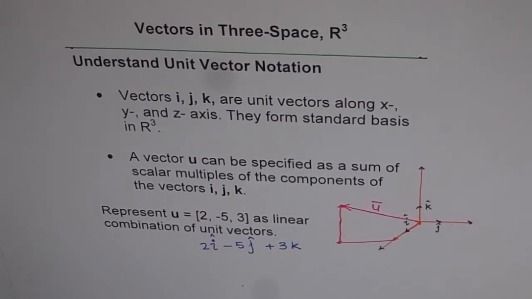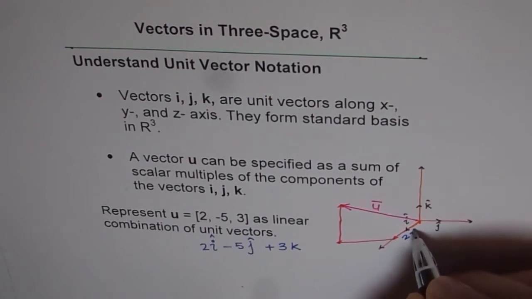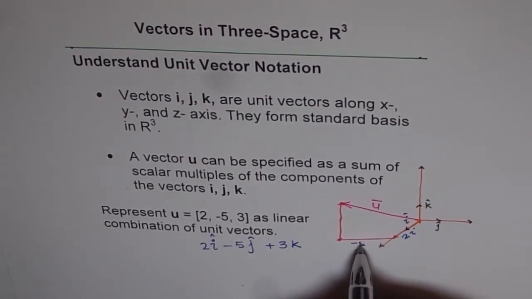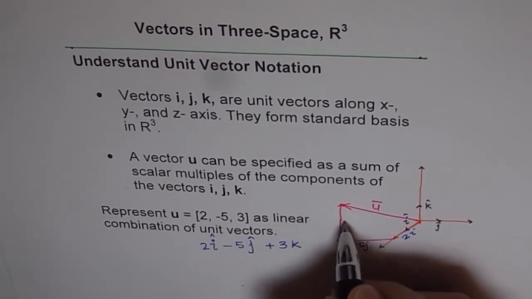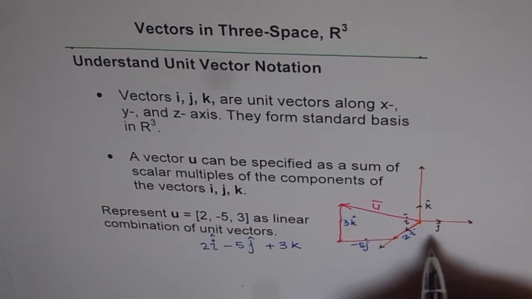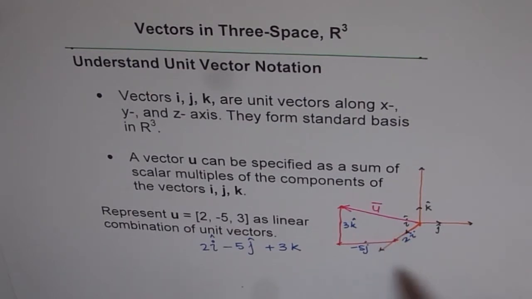Do you see that? Now vector u is 2i, and we'll write this as -5j plus 3k. Do you see that? So that is how we can represent any vector in R3 using our unit vectors i, j, k.